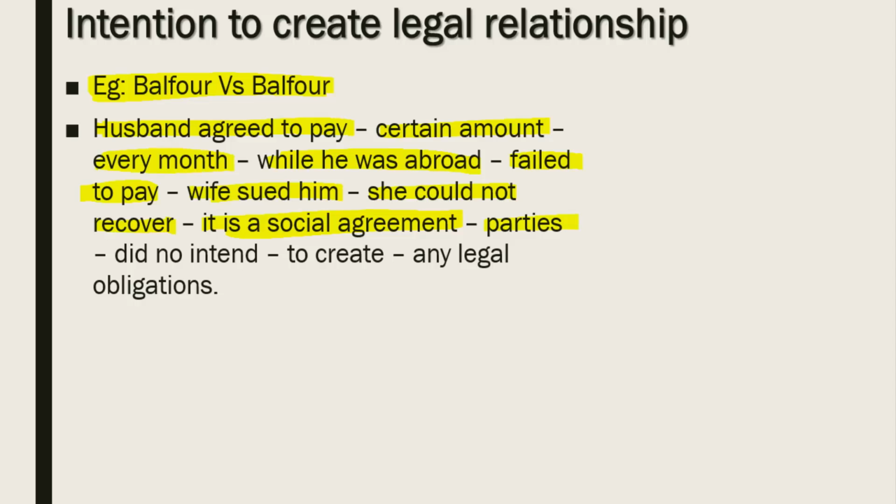Here, the parties had no intention to create any legal obligations, and whatever he promised to pay was on account of the social agreement or the social relationship. So that cannot be brought under the Contract Act. So when you create a contract, you have to ensure that that contract gives rise to legal relationship, but that does not happen in case of husband and wife because that relationship cannot be brought under the Contract Act. Okay, let's move on.